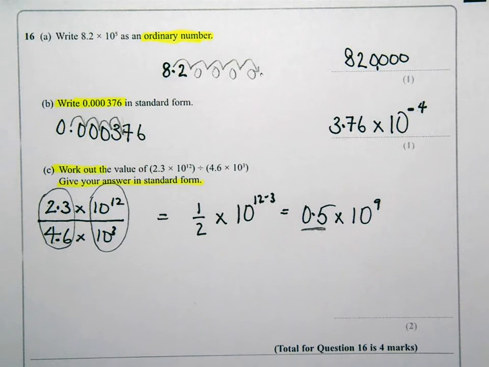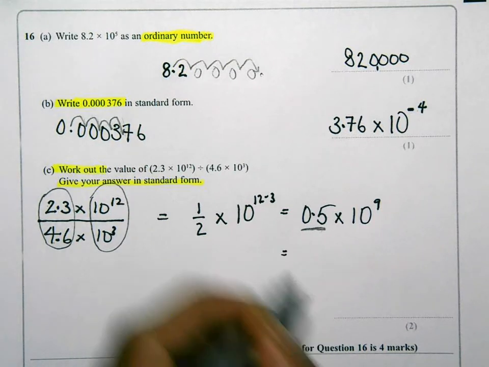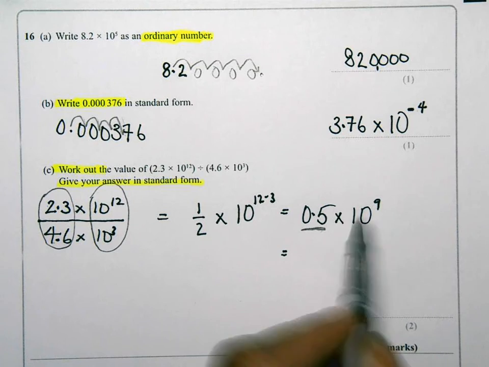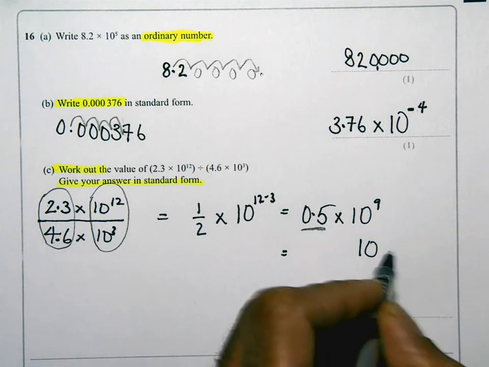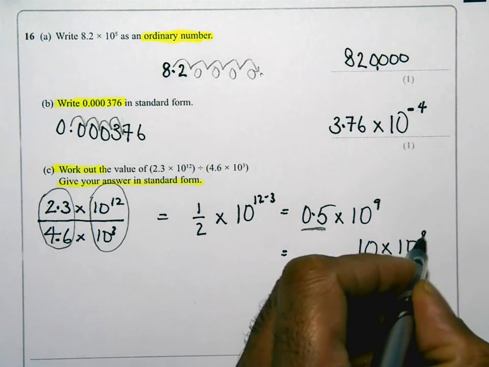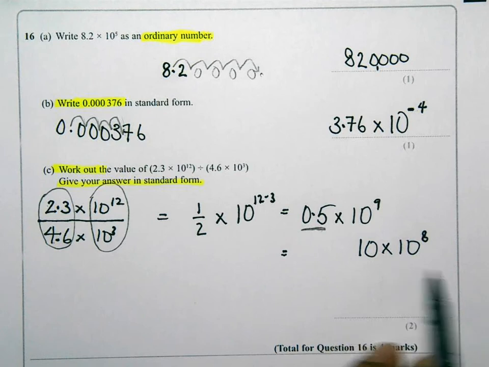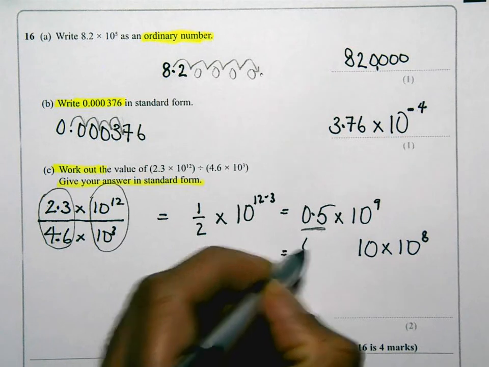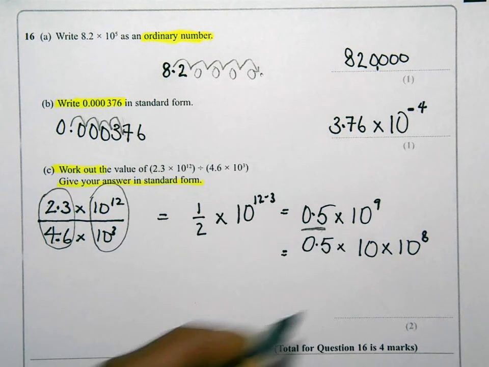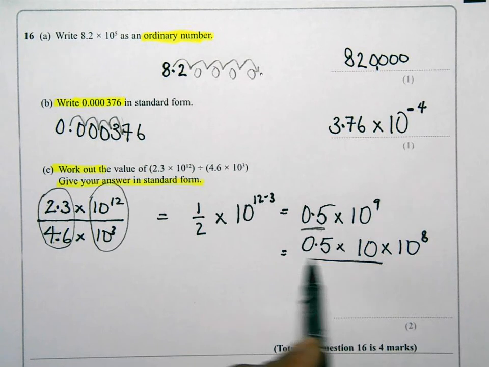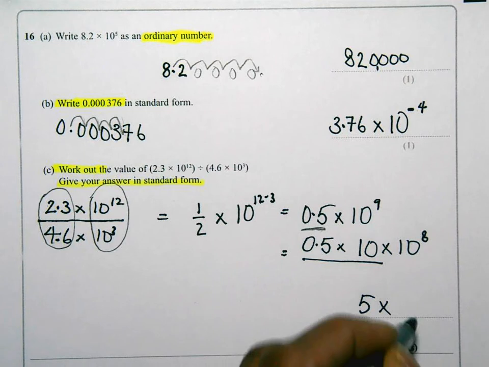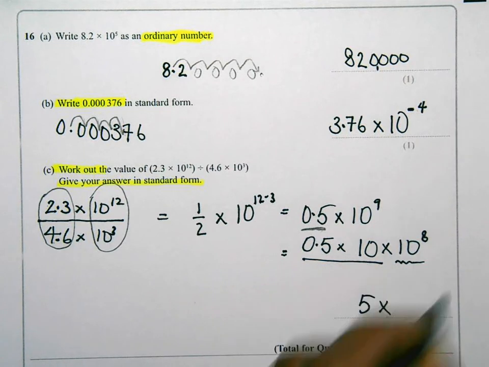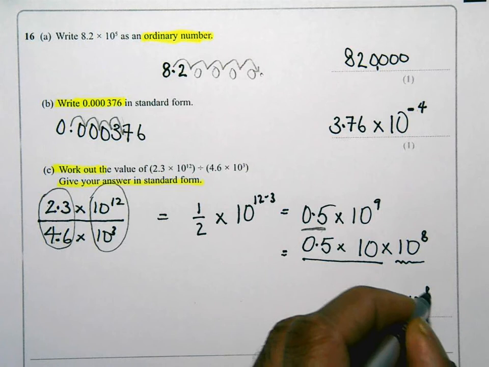I am going to take out a 10 from here. What I mean by that is, if I take out a 10 from 10 to the power of 9, that leaves me 10 to the power of 8. So what I've just written down there, 10 times 10 to the power of 8, that's the same as 10 to the power of 9. I haven't done anything to the 0.5 yet, but I am about to, because if I times 0.5 by 10, that gives me 5, and I still have this bit here, 10 to the power of 8. That is my final result in standard form.